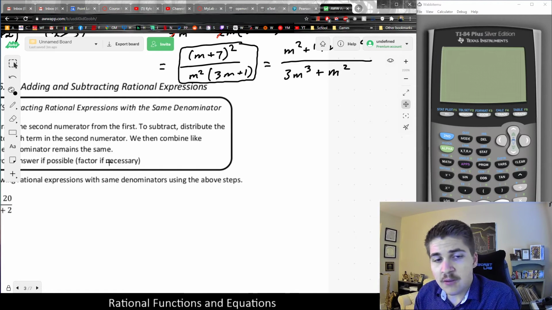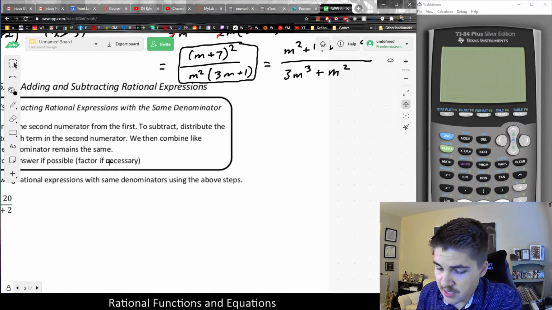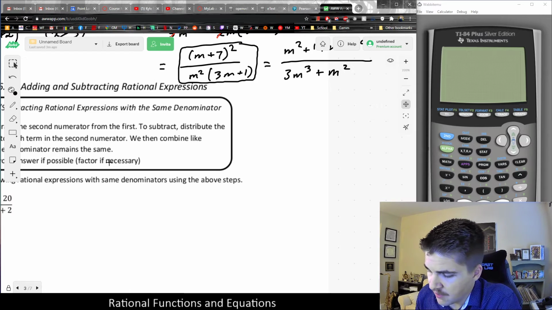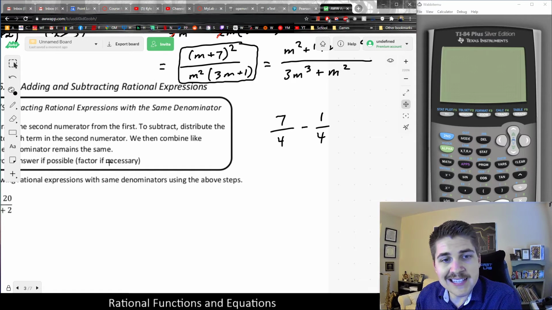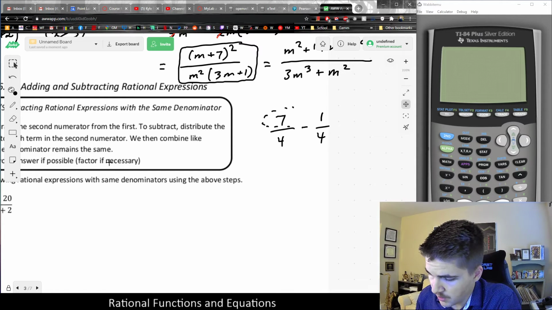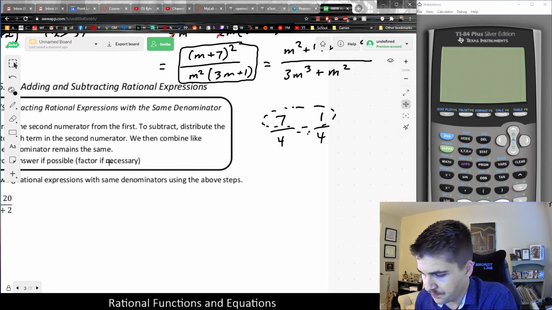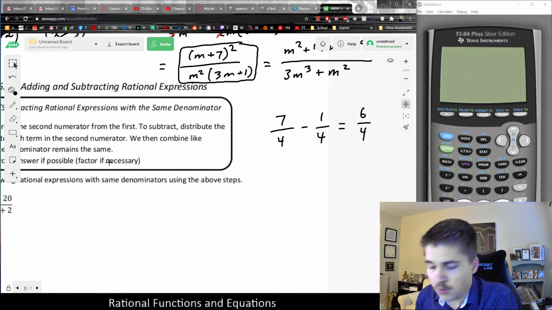Let's start off with a simpler case. What happens when we're adding fractions with the same denominator? Let's say we had 7/4 minus 1/4. Remember that the rule of thumb is that if it is the same denominator, I add or subtract across the top. So 7 minus 1 is 6, and the denominator will remain the same.